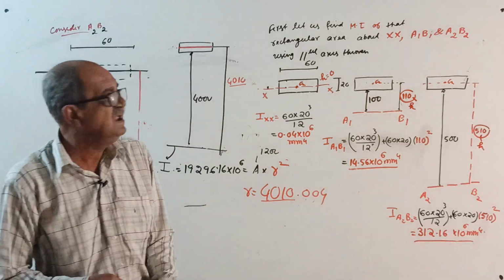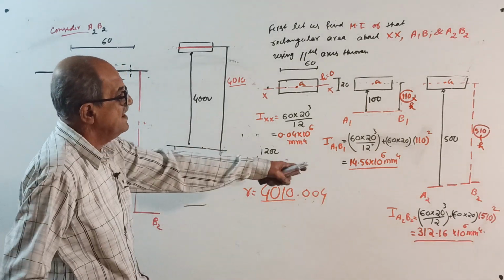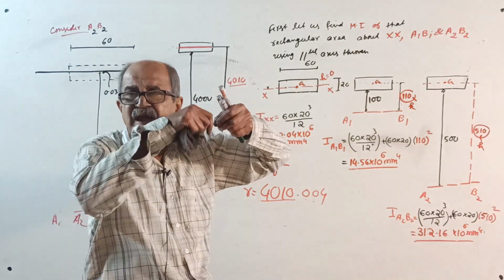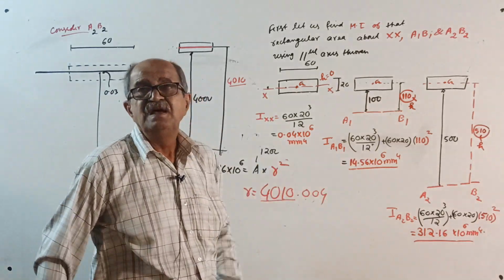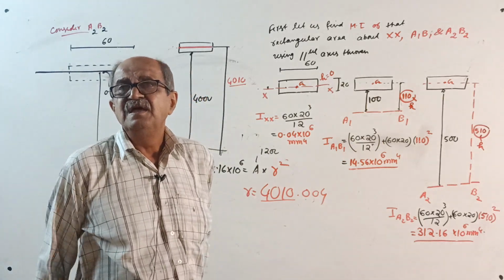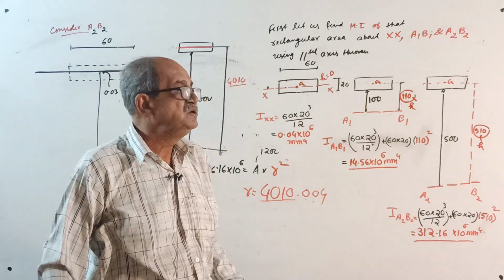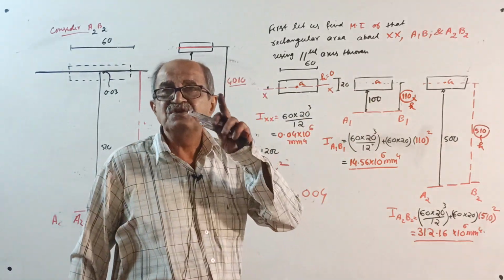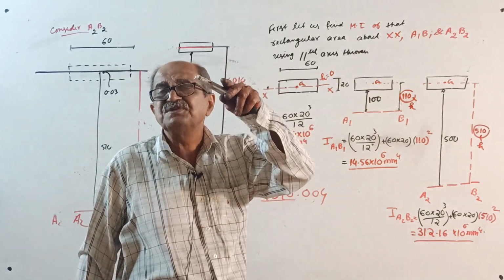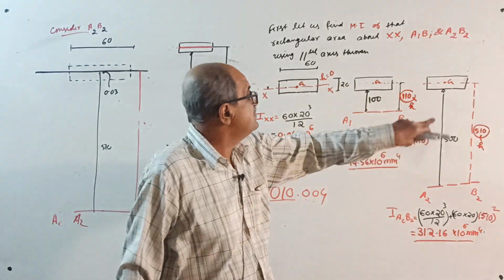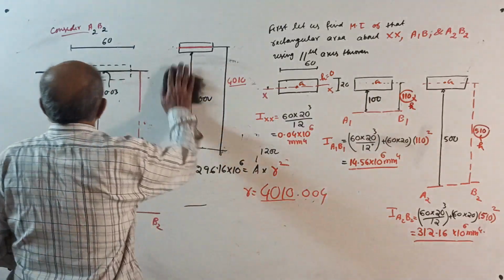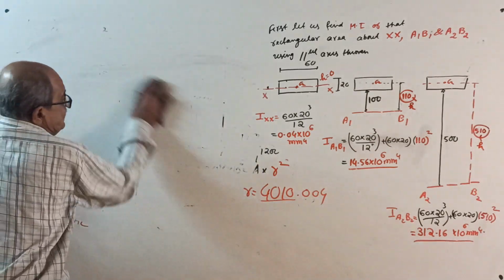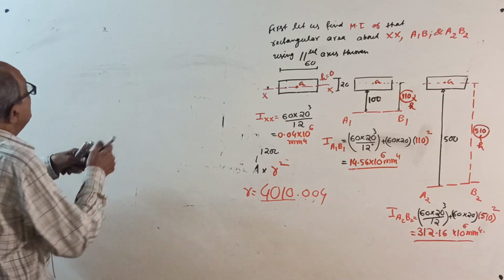So you can now decide that as the axis shifts away and away from the centroid, the radius of gyration approaches the distance of the centroid from the axis. I will tell you one more thing. Suppose there is an area here.